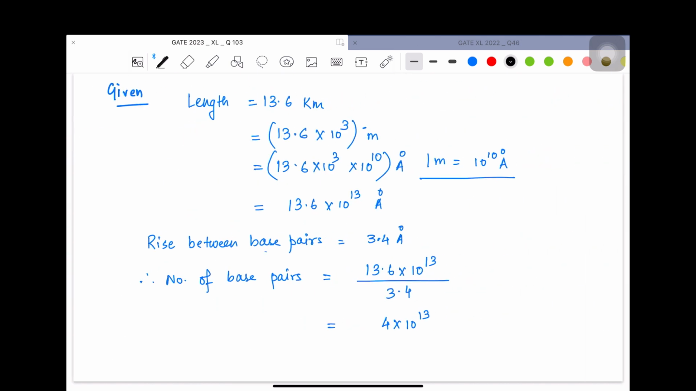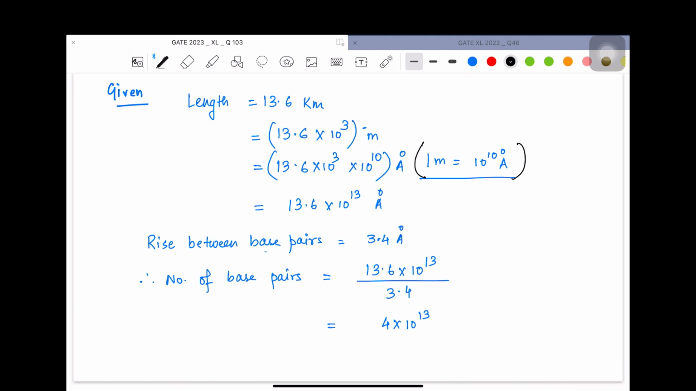So what is given in the question is that the length of the DNA is 13.6 kilometers. Now here we are considering units in angstrom while studying the helical structure of the DNA. So what we will do is convert the kilometer to angstrom. 13.6 kilometer is 13.6 into 10 to the power 3 meters, and we know that 1 meter is 10 to the power 10 angstrom.